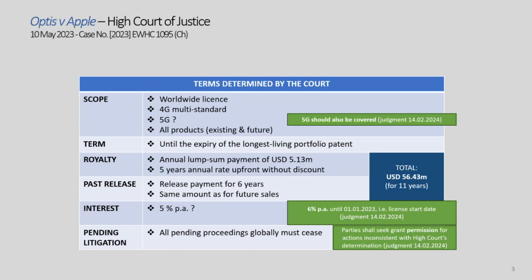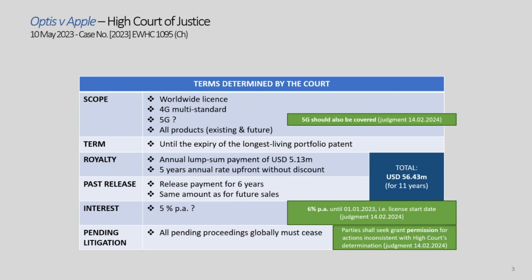So the scope, again, this would be a worldwide license. It would cover 5G multi-standard. Definitely, there was some unclarity whether 5G would also be covered by the license that the court determined. This was clarified in the follow-up judgment in February 2024 that 5G should also be covered.